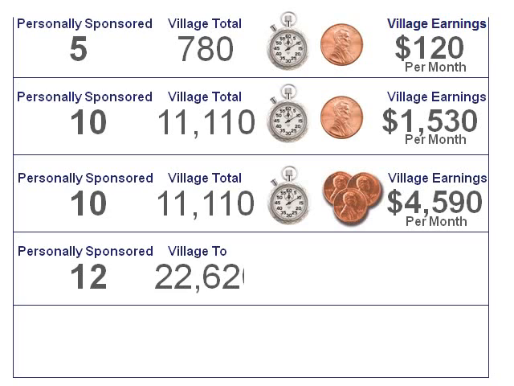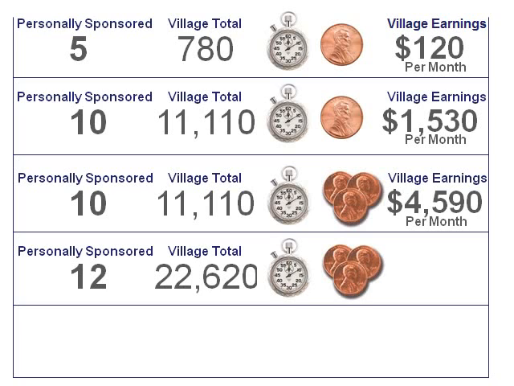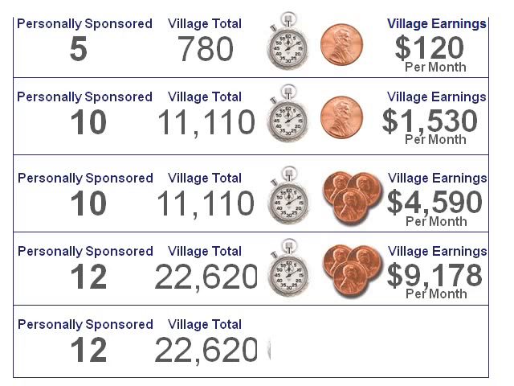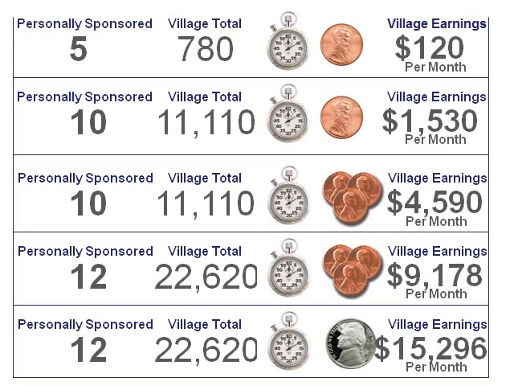Sponsor 12 people with exponential growth and you've got a village of over 22,000 people. If all of them are watching their 10 minutes of ads a day at that same average of 3 cents per ad view, you would now be earning more than $9,000 per month. That same example, but with ad competition at 5 cents, allows you to create village earnings of over $15,000 per month.